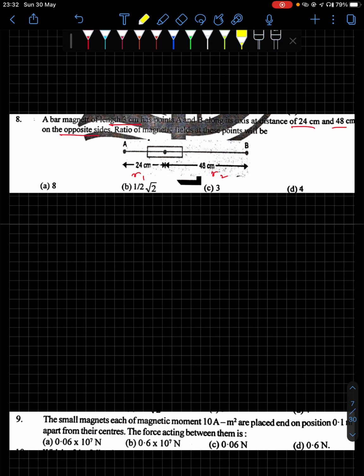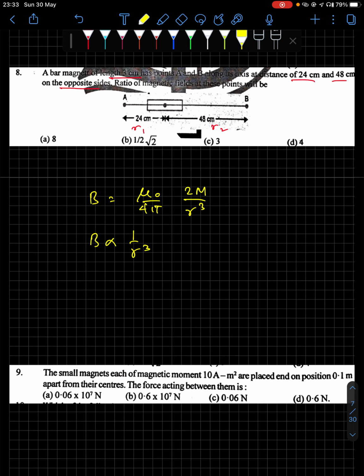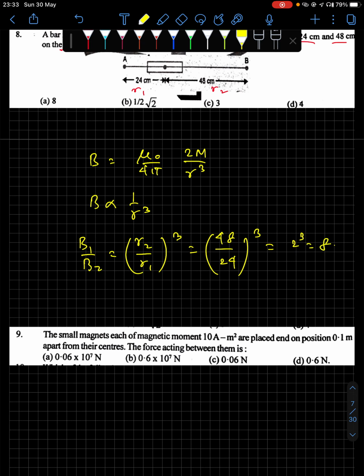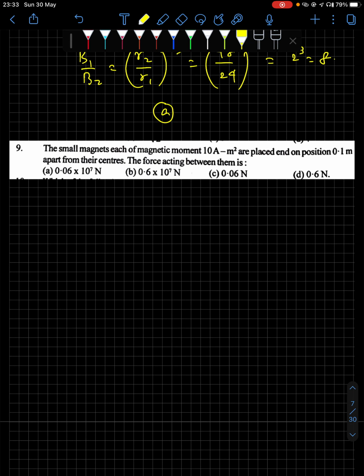Now for axial field, your relation is B equals mu naught by 4 pi into twice m by r cube, right? Since it is the same magnet, this m will be constant. Mu naught by 4 pi is already a constant. Therefore, B depends inversely on r cube. So B1 by B2 is equal to R2 by R1 whole cube. R2 is 48 and R1 is 24, so it becomes 2 cube, which is 8. The ratio comes out to be 8, which is your option number A. Next, question number 9.